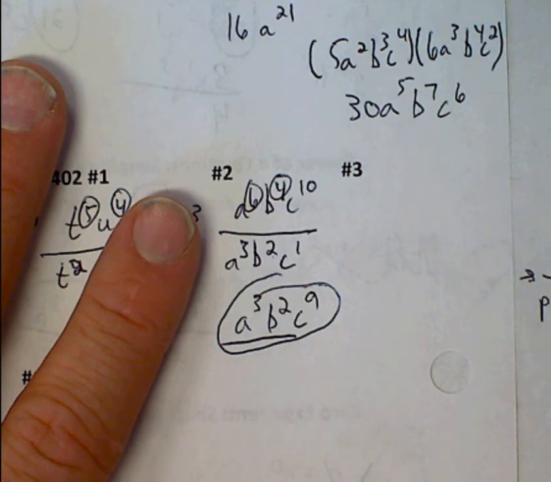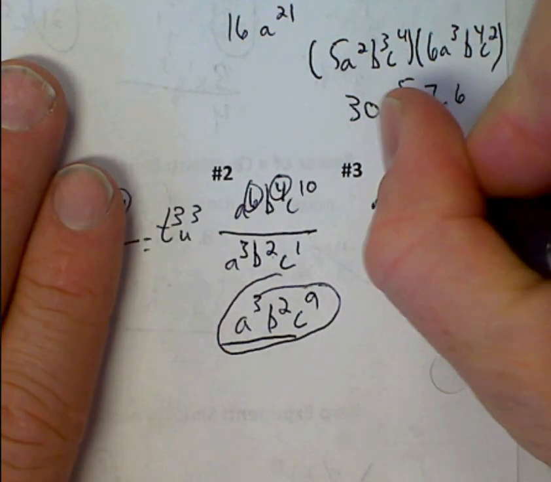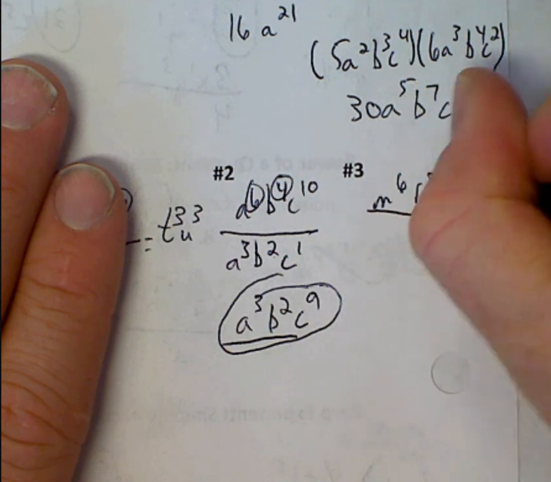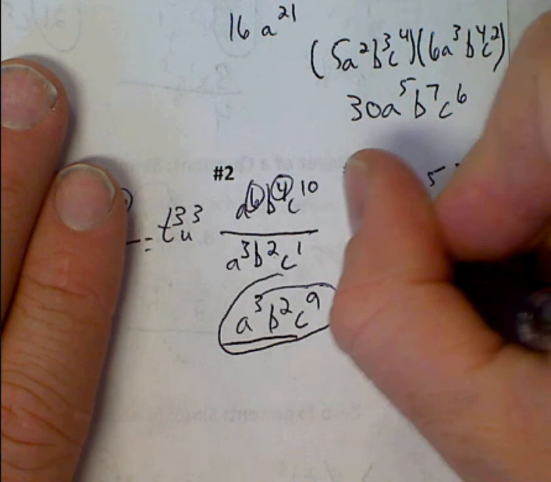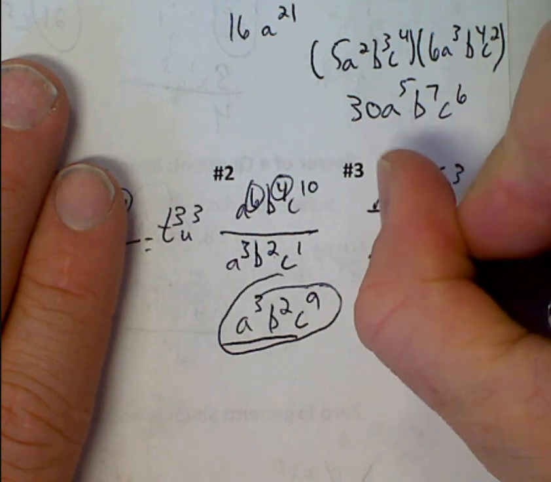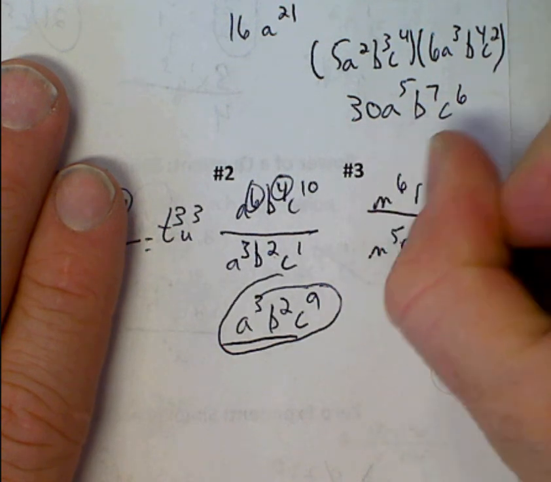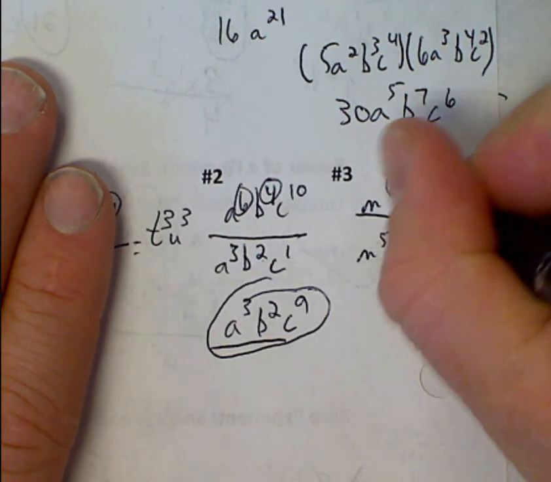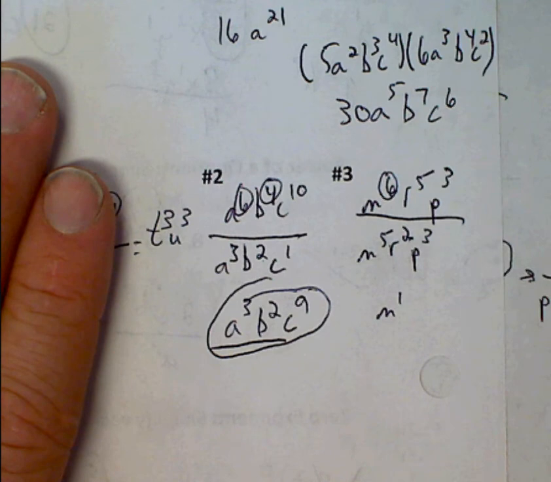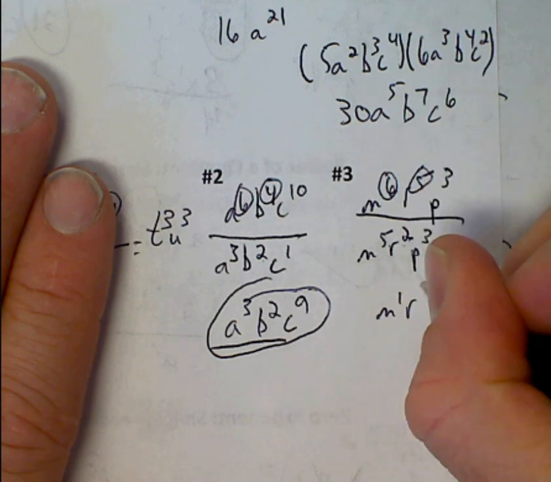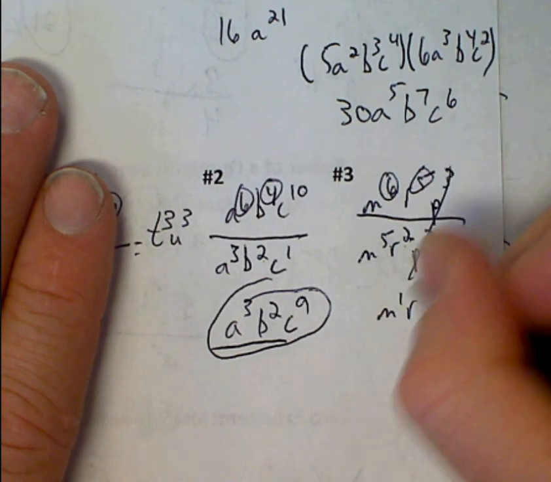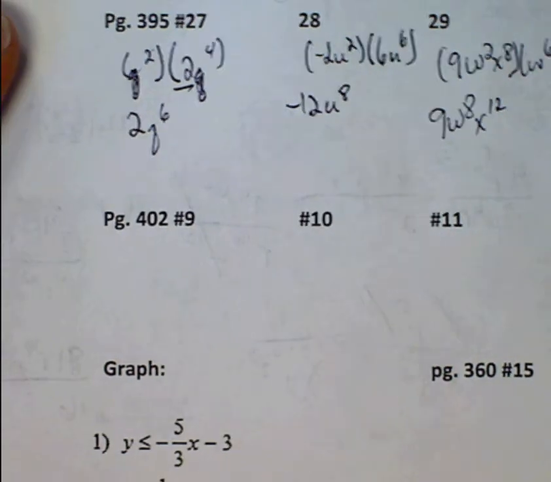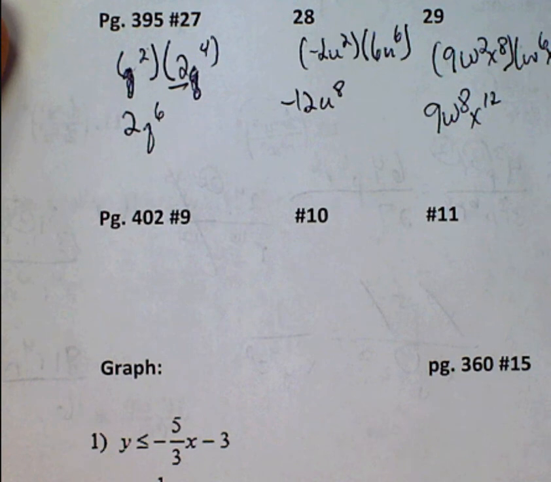Number 3. m to the 6, r to the 5, p to the 3, over m to the 5, r squared, p to the 3rd. 6 minus 5, m to the 1st, 5 minus 2, r to the 3rd. Those cross out. We are done.